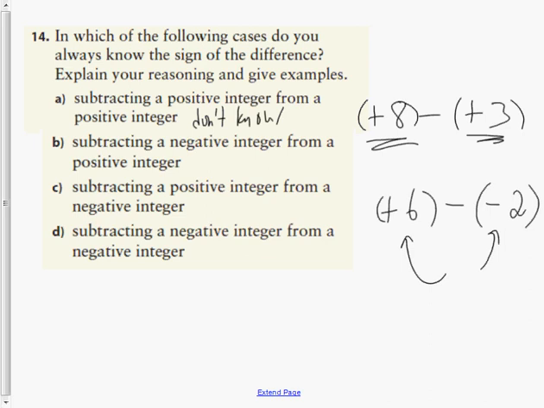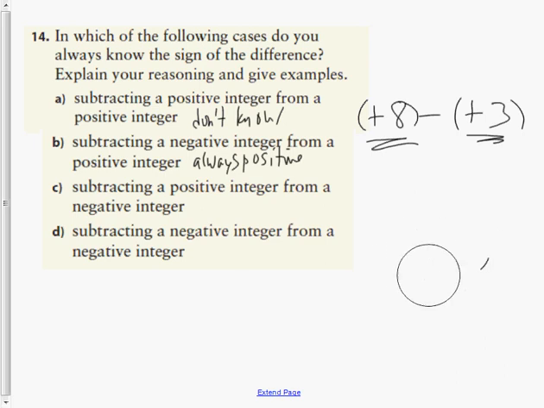What if I made it negative 12? Is that going to be positive or negative? It's going to make it positive still, because keep, flip, and change that one. You're still going to have a positive answer. So in this case, you will always have a positive difference. No matter which numbers you have, if you subtract a negative integer from a positive integer, your answer will always be positive.